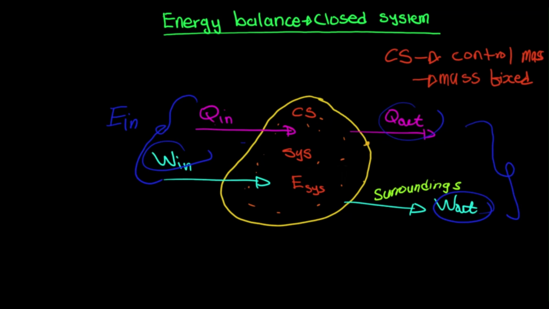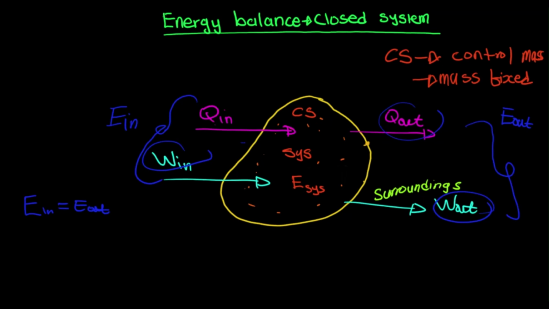That is, if the system was undergoing a cycle, in other words a cyclic process, that is to say the initial state conditions are the same as the final state conditions. In that case, energy in would be equal to energy out. However, that is not the situation we have in general.